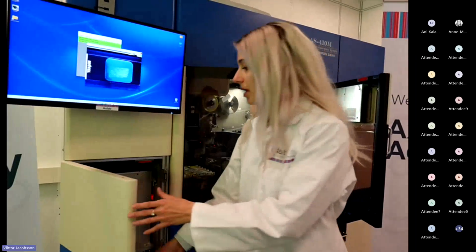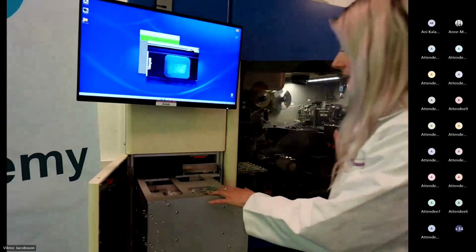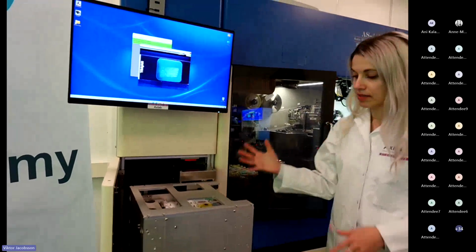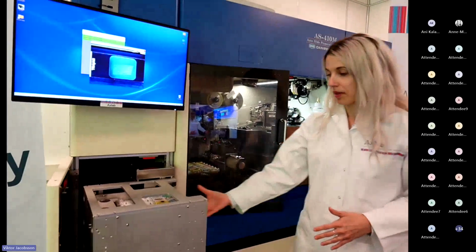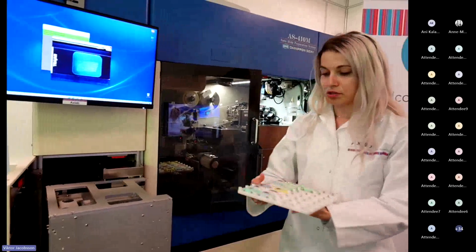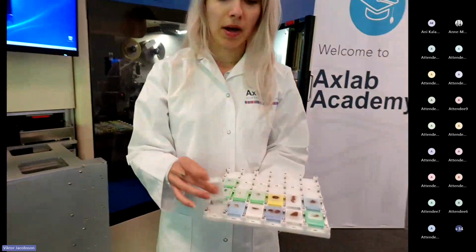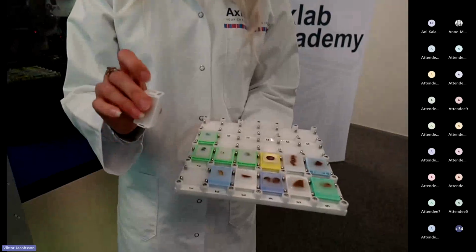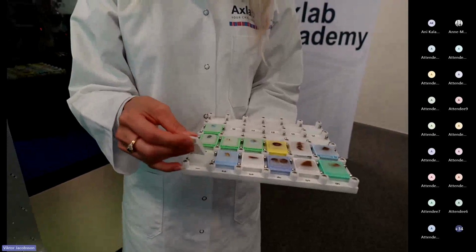So we're starting at the load unit, which has a max capacity of 96 blocks. Blocks are loaded on a tray like this, where we have a barcode. From the barcode, you can extract any information that will be required to do sections. That could be patient name, sample ID, section thickness and slide type, and how many sections you require for that block. So all information is listed within the barcode.